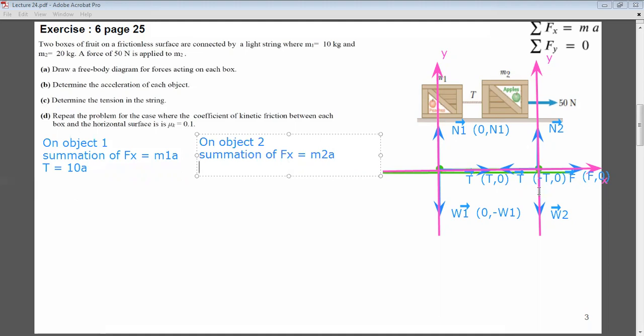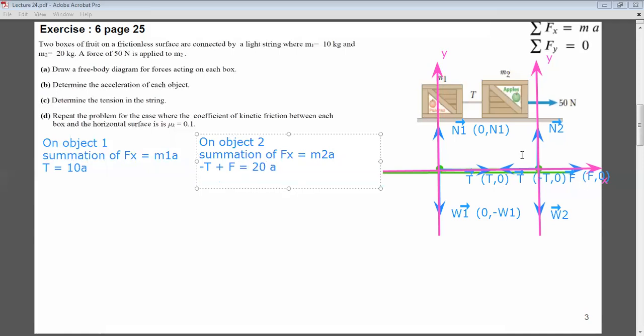What remains here is minus T, because tension is in the negative x-axis, in the opposite direction to the x-axis. N2 and W2 are 0. They don't have x components. And then plus F equals M2 a, which is 20a.